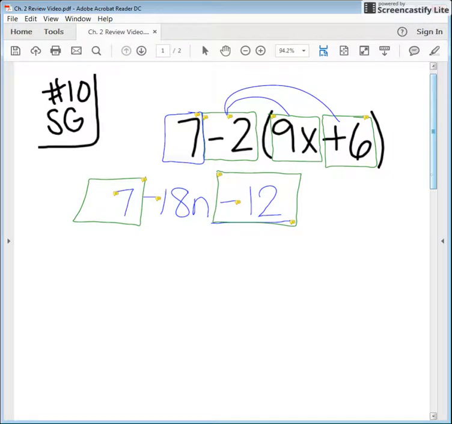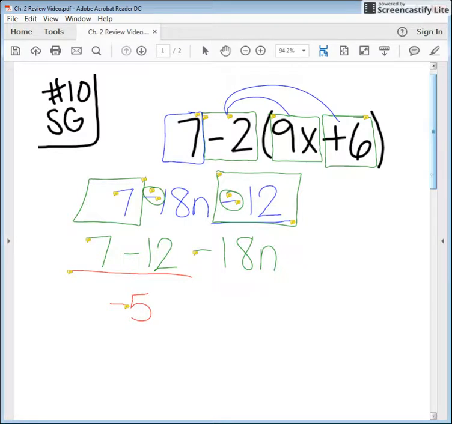I can use my commutative property to change the order and then have it as 7 minus 12, because that sign with the 12 stays with it. So it's 7 minus 12 minus 18x. The sign with that 18x stays with it here. So it's a negative 18x. Now I can look at my expression and see that I have 7 minus 12. I know that 7 minus 12, they're like terms because neither of them have variables, is going to be a negative 5.